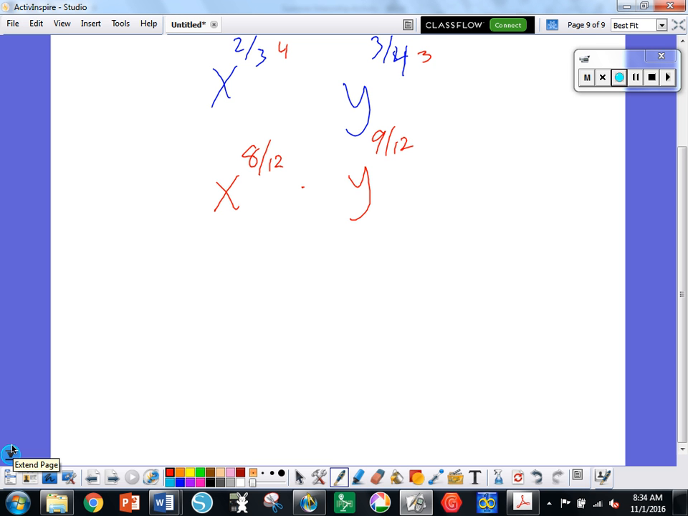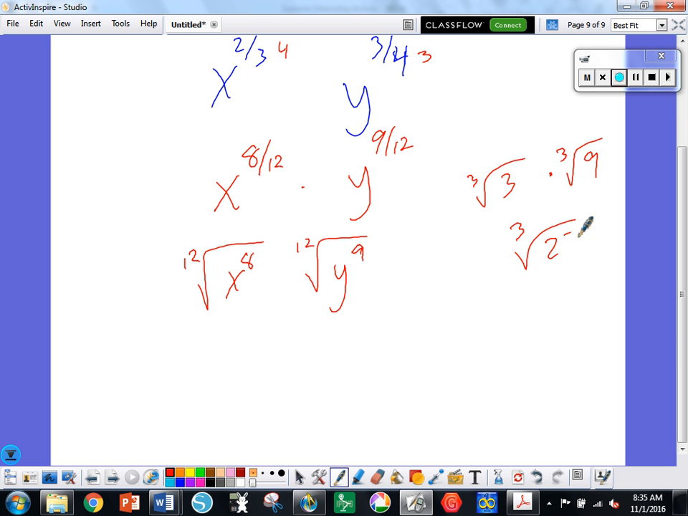Okay, let's go back to radical now. 12th root of x to the 8th. 12th root of y to the 9th. Now can I multiply them because they are like radicals? If I was cube root of 3 times the cube root of 9, I could say that's the cube root of 27 because they are like radicals, and I can multiply underneath, can't I? Now they are like radicals. I can go ahead and multiply those two together to say that is the 12th root of x to the 8th y to the 9th.